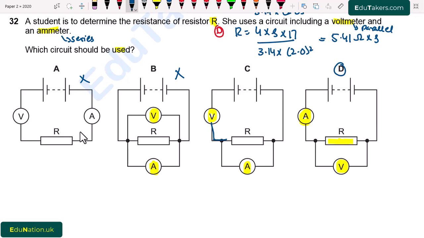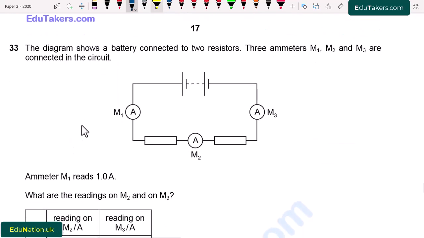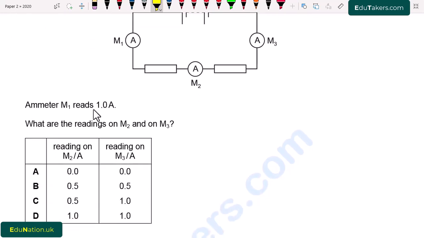Question number 33. The diagram shows a battery connected to two resistors. Three ammeters M1, M2 and M3 are connected in the circuit. Ammeter M1 reads 1.0 ampere. What are the readings on M2 and M3?